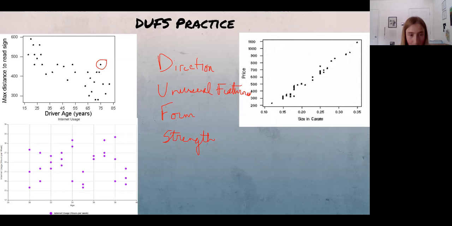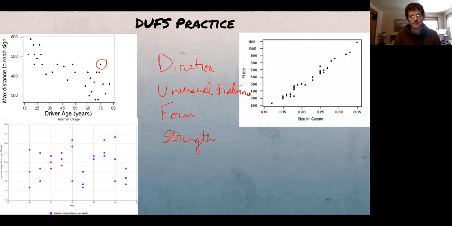I would say maybe no relation, and then because of that, you can't really tell if there's outliers or not. Yeah, can't really tell if it's linear or nonlinear, and then probably, yeah, weak or no association. There you go. That's pretty good.